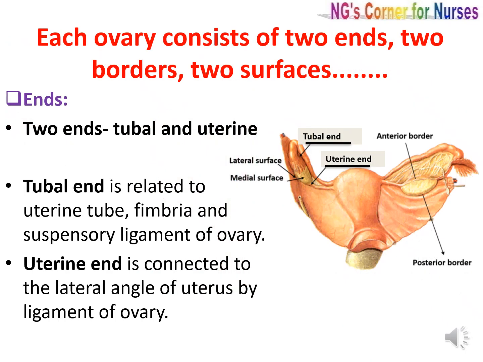Each ovary consists of two ends, two borders and two surfaces. First is ends or poles. There are two ends, tubal end and uterine end. The tubal end is related to the uterine tube, fimbria and suspensory ligament of ovary, and the uterine end is connected to the lateral angle of the uterus by ligament of ovary.